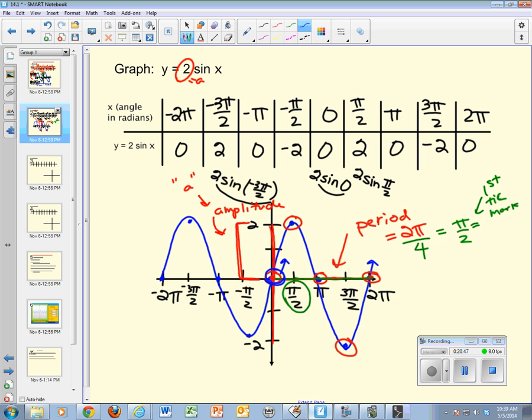Okay, and so some different characteristics that you need to remember with sine are what's just going to help you to graph overall. If you can picture what this thing is going to look like, it's going to be a piece of cake. All right, let's talk about cosine.